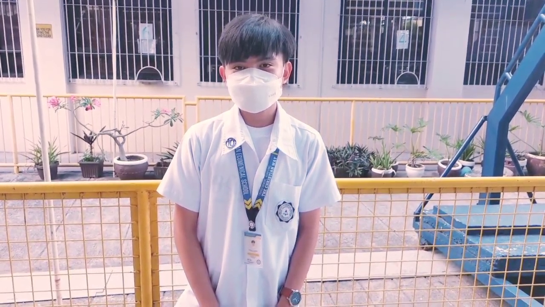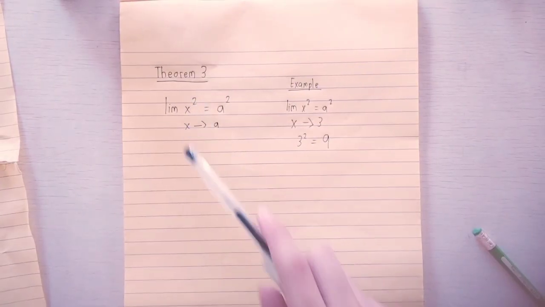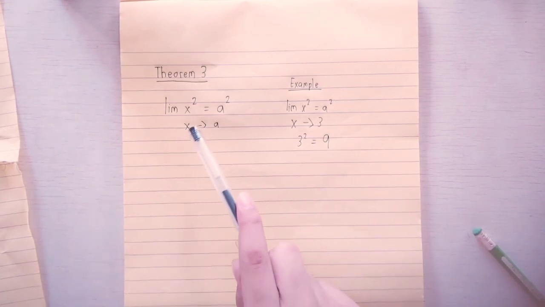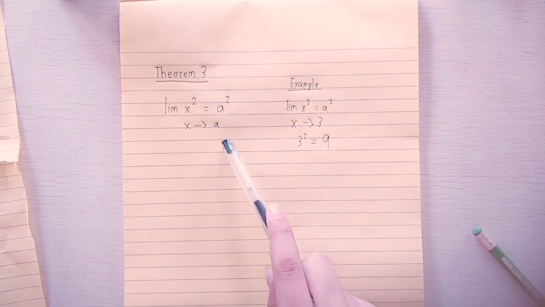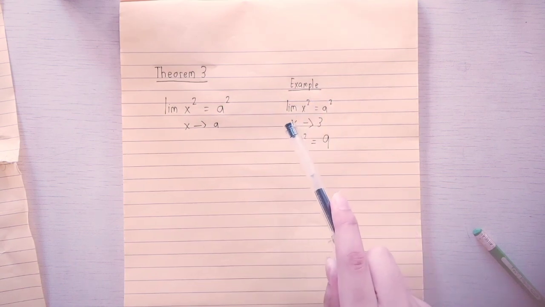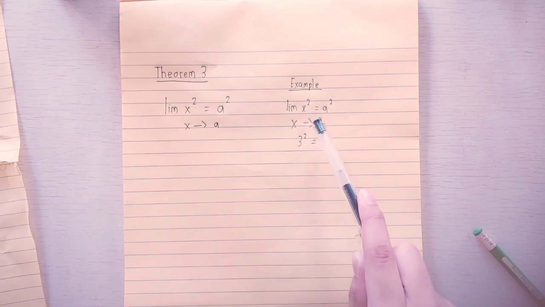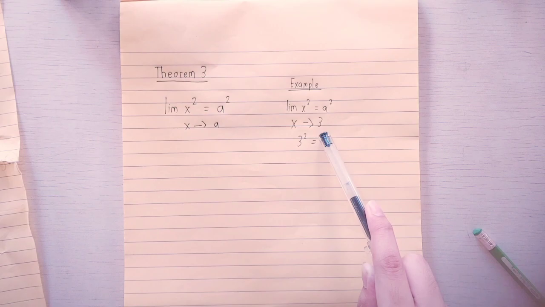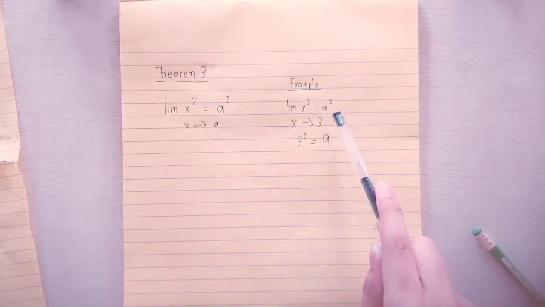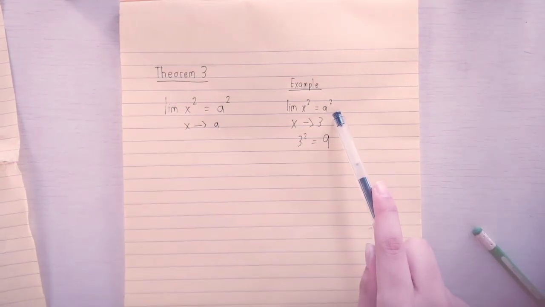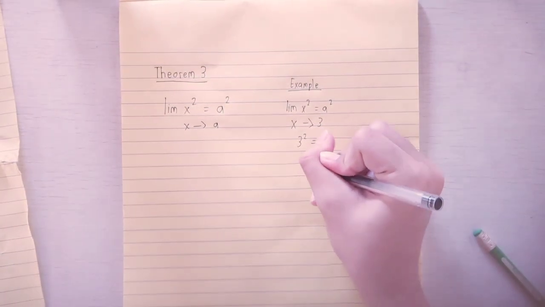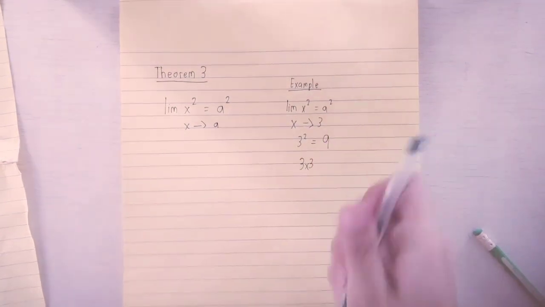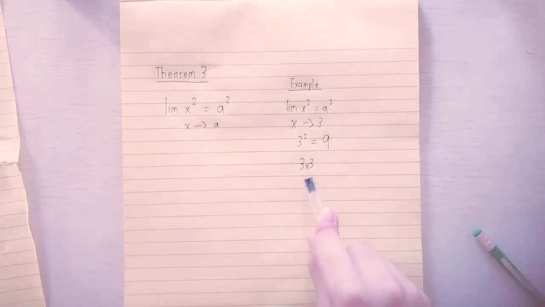So let us start. Basically, this theorem states that the limit of x squared is equal to a squared as x approaches a. Here's our example: the limit of x squared as x approaches 3. What we're going to do is substitute a with 3. So it will be 3 squared. 3 times 3 is equal to 9. So our final answer is 9.